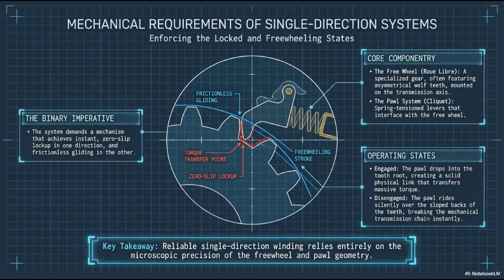Let's trace the operating states on the graph. In the engaged state, the Paul drops deep into the tooth root, creating a solid, immovable physical link that transfers massive torque to the gear train. In the disengaged state, the Paul rides silently and smoothly over the sloped backs of the wolf teeth, breaking the mechanical transmission chain instantly. Reliable single-direction winding relies entirely on the microscopic, flawless precision of the freewheel and Paul geometry.